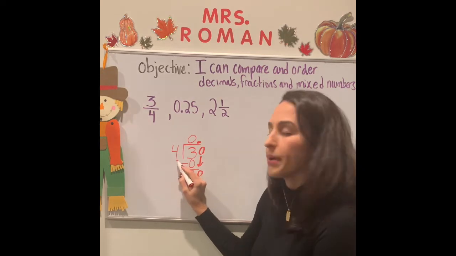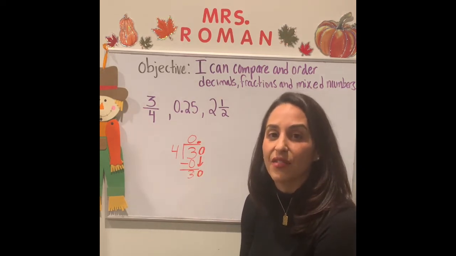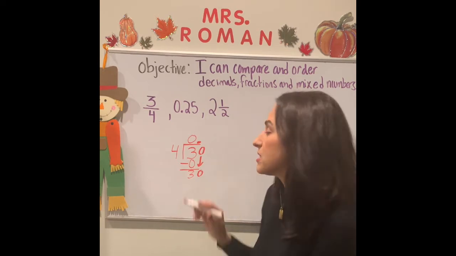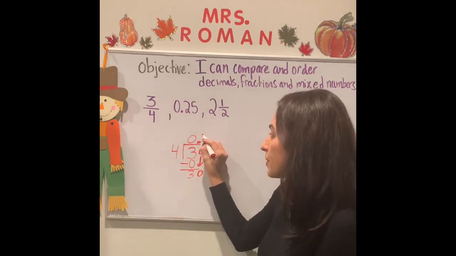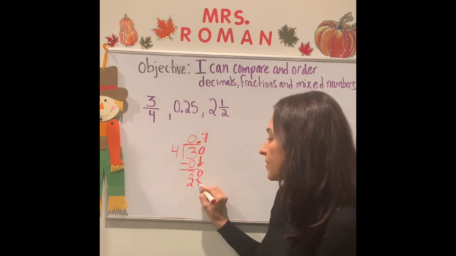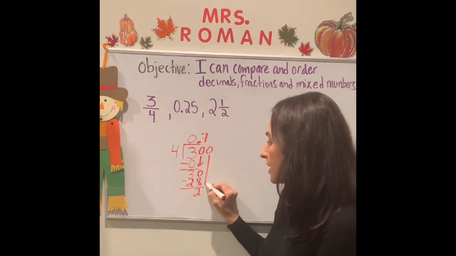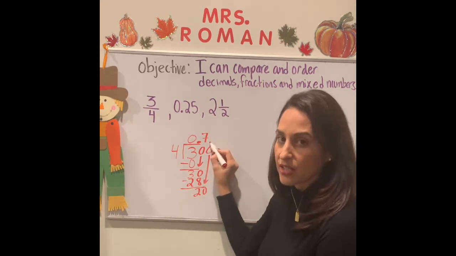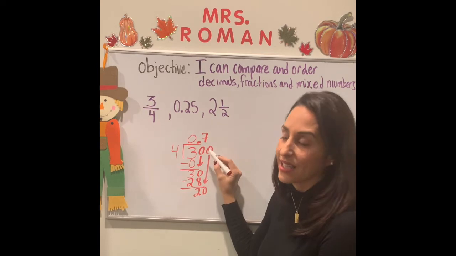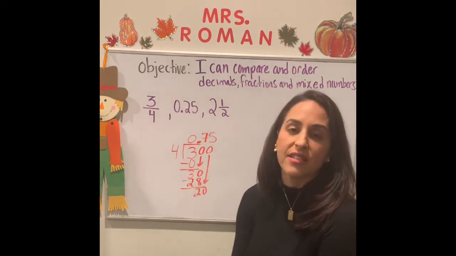30 divided by 4. What's 30 divided by 4? Well, the closest you're going to get is 7. That 7 has to be after the decimal because it goes above the 0 that you just brought down. 7 times 4 is 28. Subtract, you get 2. Add another 0, bring it down. Don't ever add another decimal. Once you put one decimal down, that's it. 20 divided by 4 is 5. So my answer is 75 hundredths.